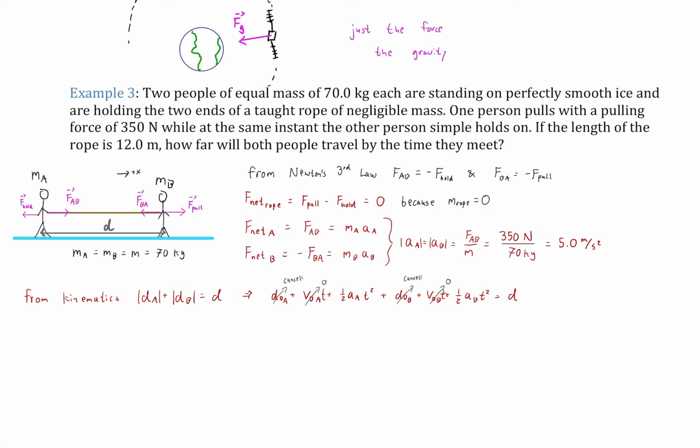All right, so then we can simplify this, and we get our 1/2 a sub A t squared and our 1/2 a sub B t squared. But of course, a sub B equals a sub A, right? So it's just 5 and 5. And that's going to be equal to the distance of 12.